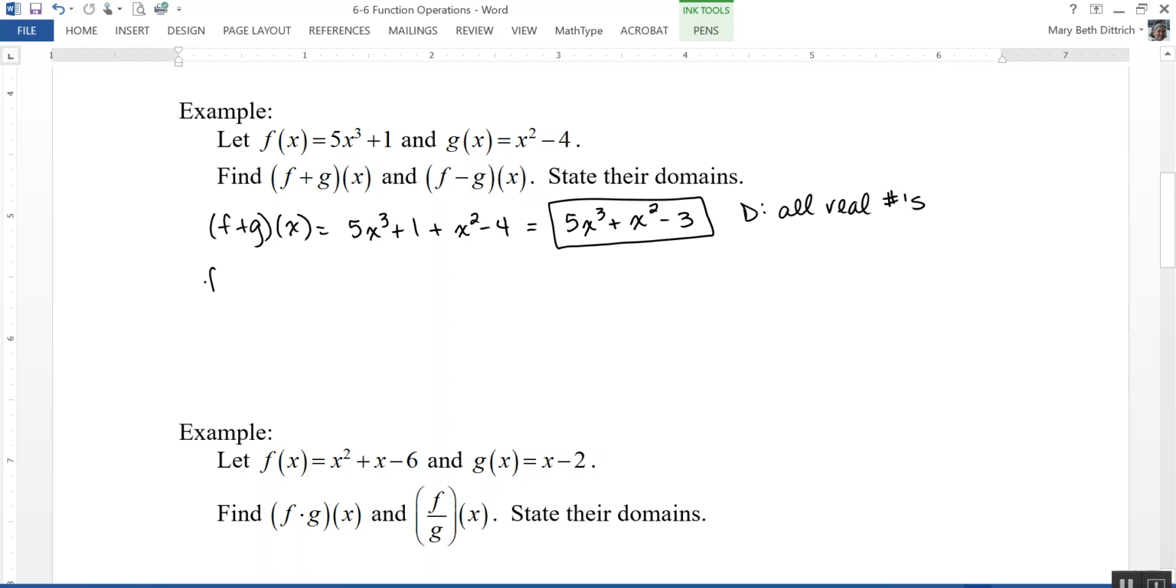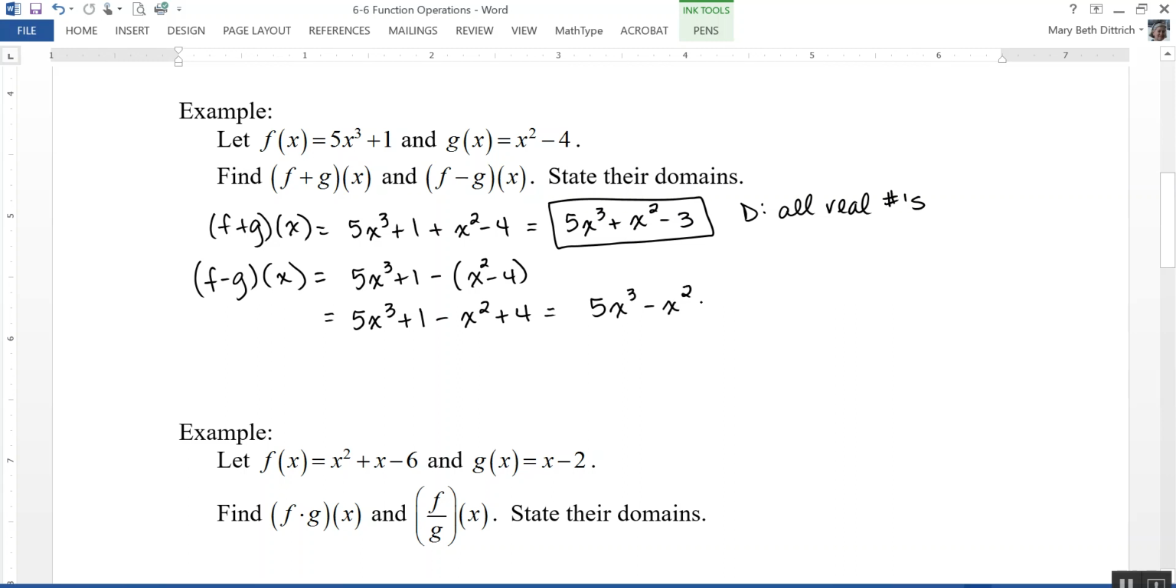Okay. Now when we subtract f minus g of x, again, it's just f of x minus g of x, but it's a little tricky because we need to make sure that we subtract the entire second function. So that means this is going to be 5x cubed plus 1 minus x squared plus 4. Subtracting each term is almost like distributing a negative 1. So then putting those in declining order of exponents and combining like terms gives me 5x cubed minus x squared plus 5. And again, x can be any number, so my domain is all real numbers.